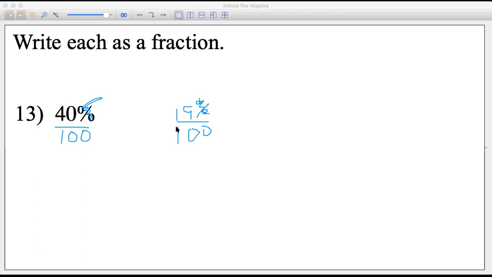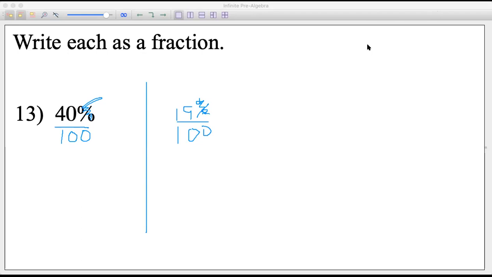Yes, but they said 19. A different problem. Two separate problems right here. Yes, 20 does go into 40 and 100, so we get 2/5 as an answer for that one. On the other one, 19 over 100 is the answer.